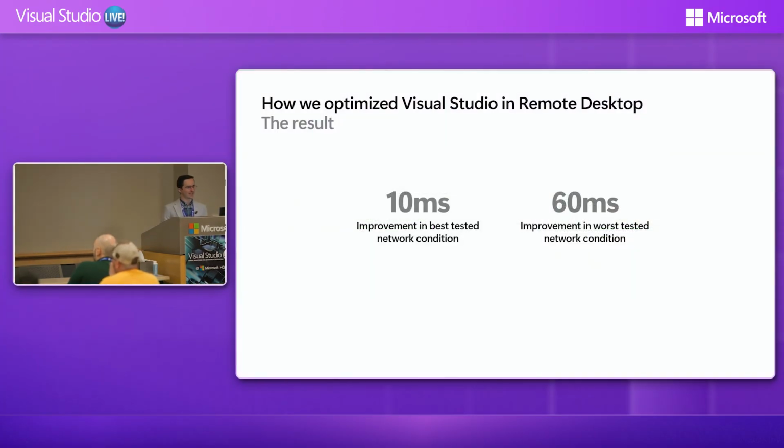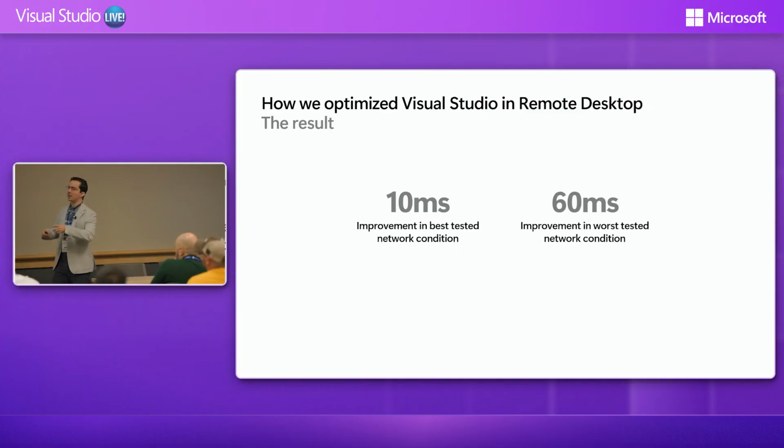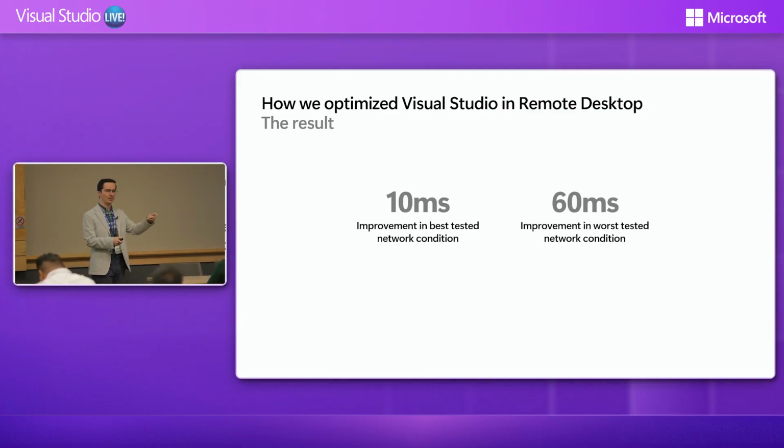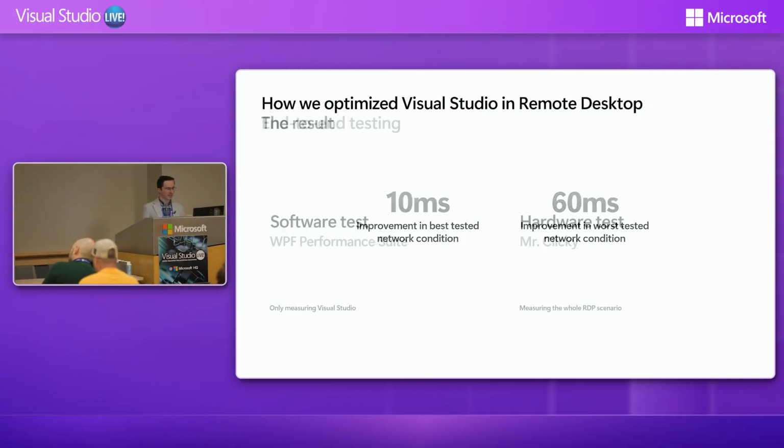So how much did we gain from that? We tested multiple network conditions, and we found that in the base network that we were able to test with, we were seeing an improvement of roughly 10 milliseconds of latency from the time you press a key on your keyboard to seeing the change back on your machine. And in the worst network condition that we tested, we saw an improvement of 60 milliseconds, which is pretty significant when your connection is pretty slow. So yeah, pretty cool.